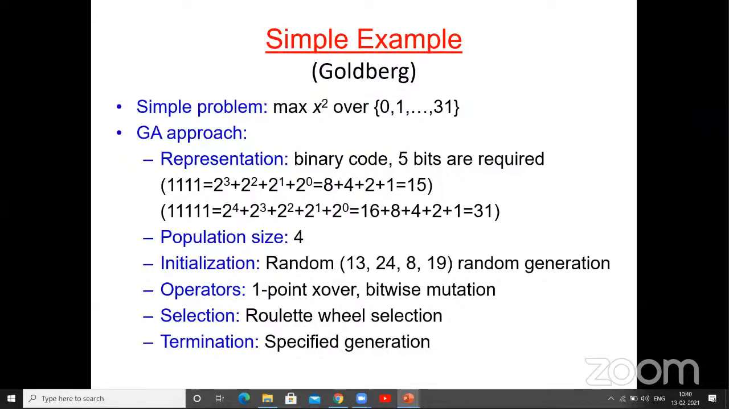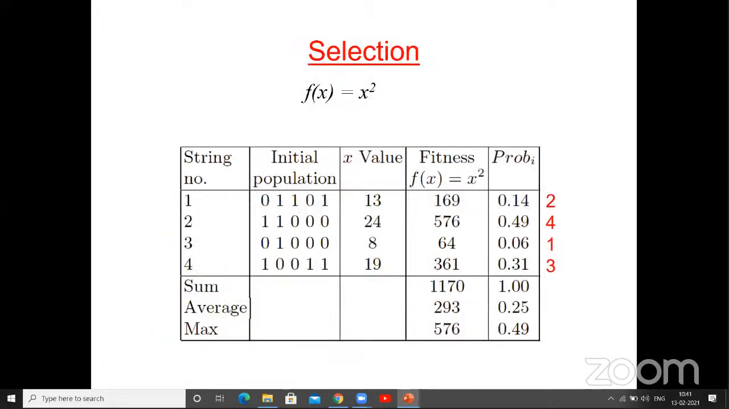So population size is in our hand. You can use any population size. Let us take 4. Initialization means randomly you will generate 4 solutions between that range. The range is 0 to 31. So let us say initially randomly you have generated 13, 24, 8 and 19. Then we will apply some operators, selection and termination. The process is like this.